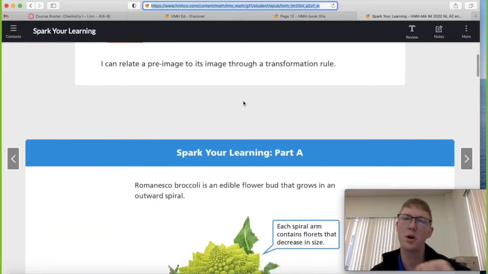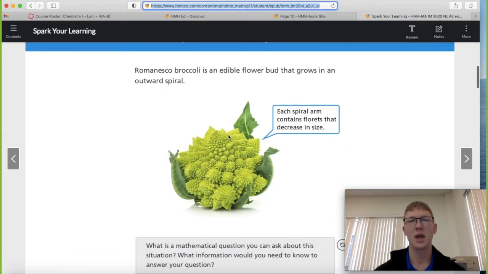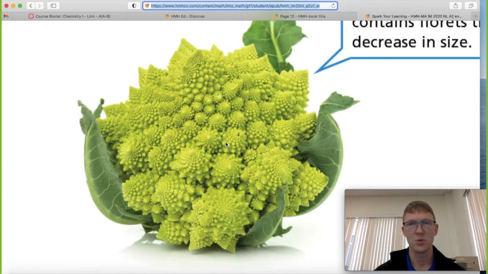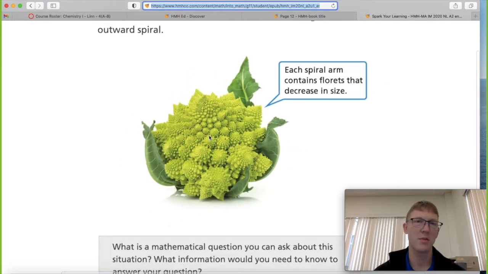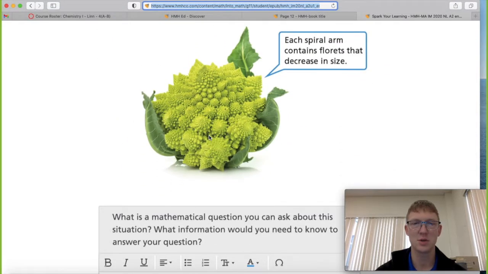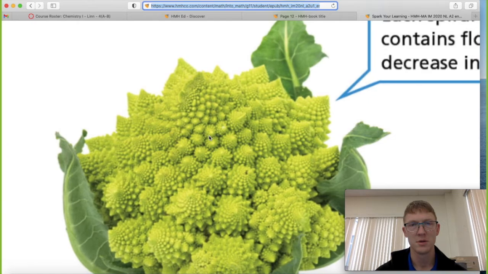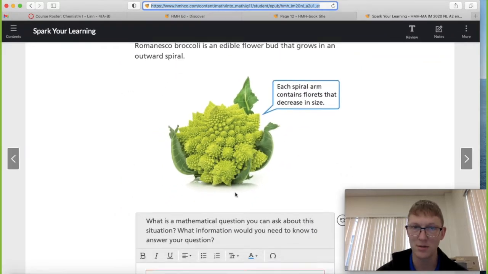So we're going to spark your learning by looking at a vegetable. Ooh. So what mathematical observations and questions can you ask? So we notice that each one of these little broccoli thingies is like a spiral. And it almost looks like the same shape over and over again as it gets bigger and bigger and bigger in a very certain and regular pattern.